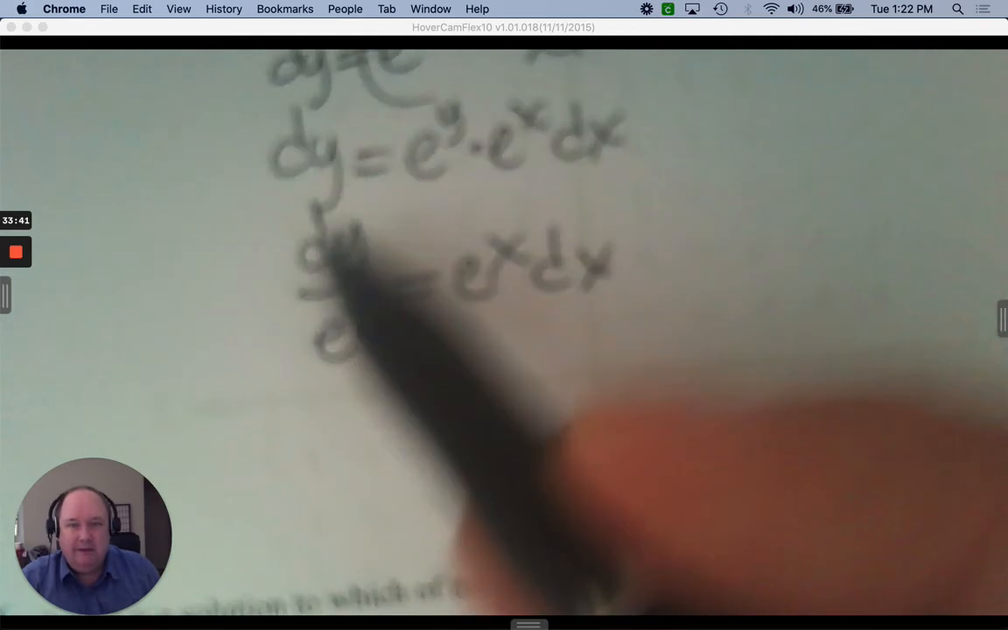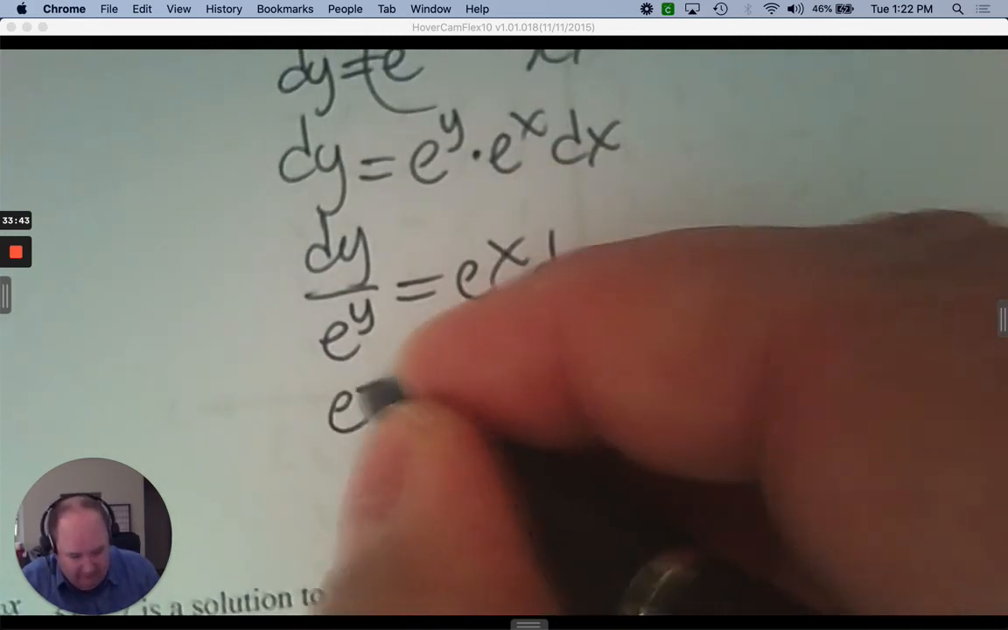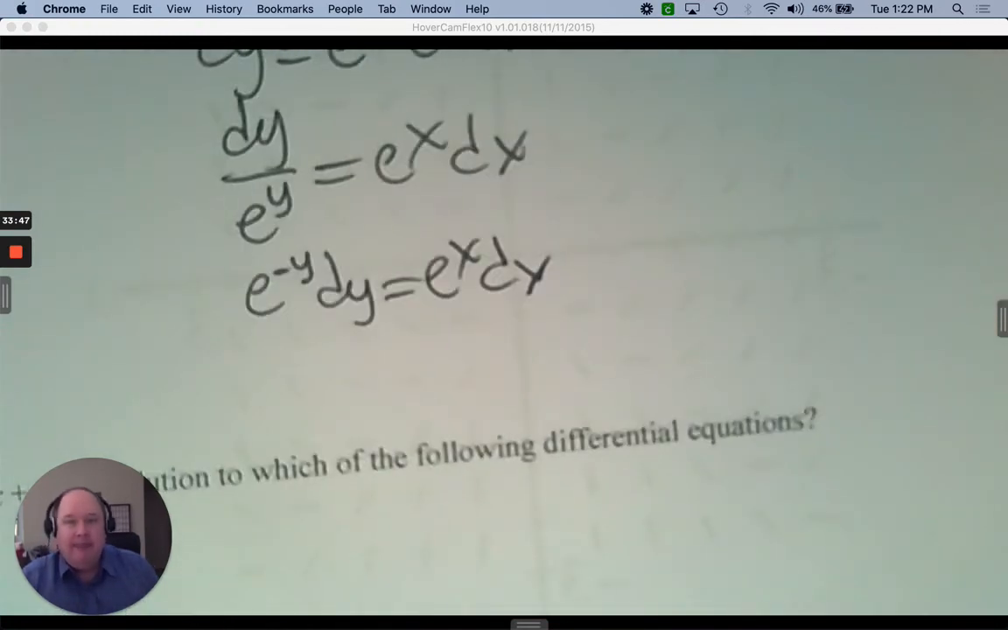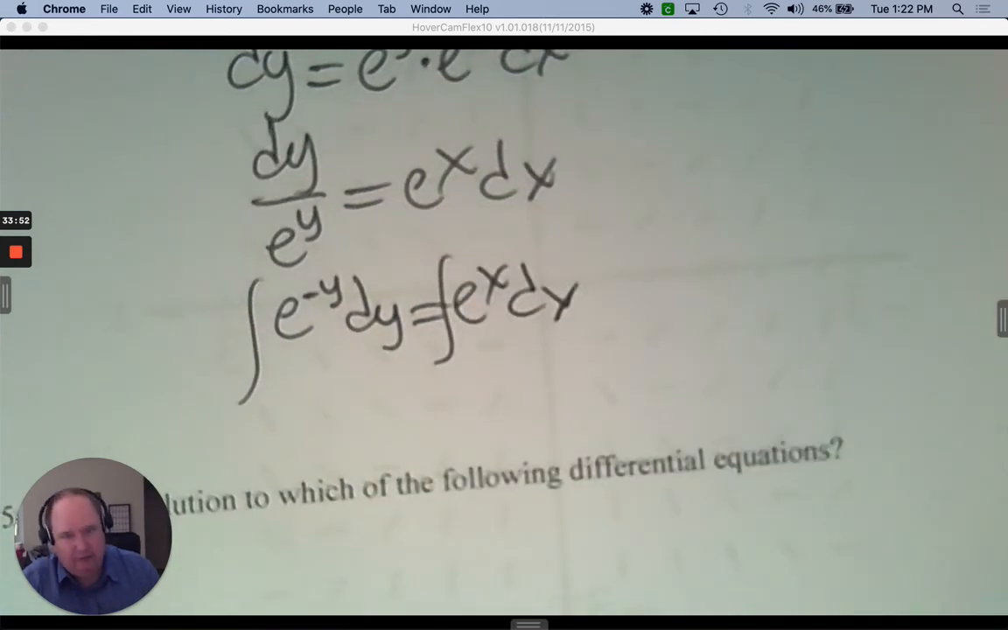Now I'm going to write this calculus friendly. So it's e to the negative y dy, e to the x dx. And there you go. Step 1. Step 2 is we're going to integrate both sides.